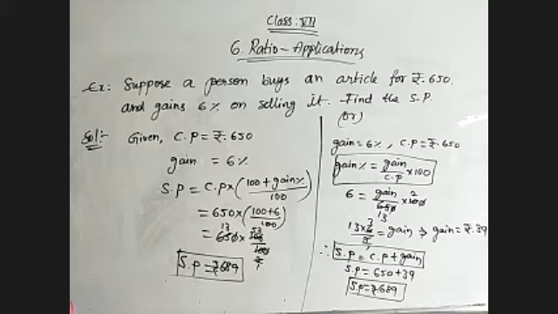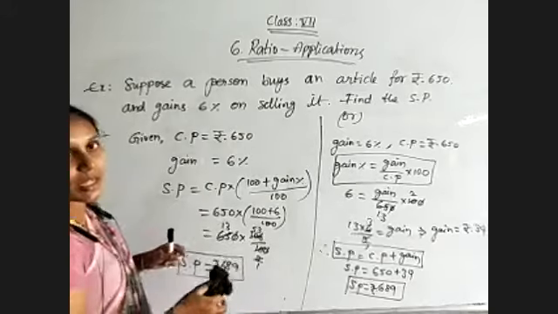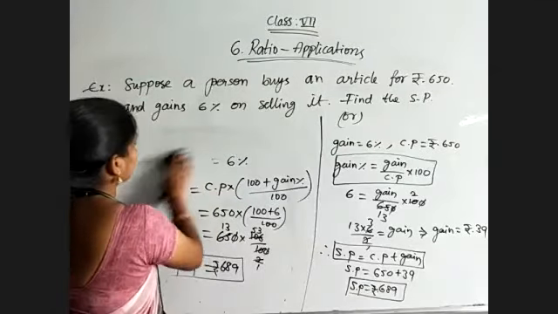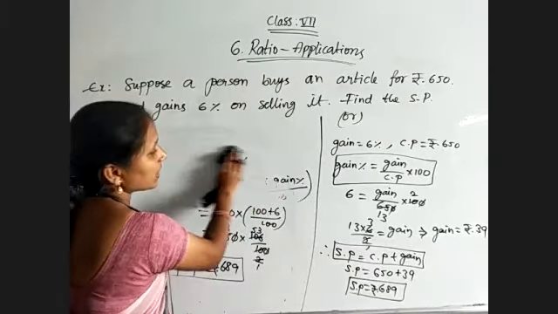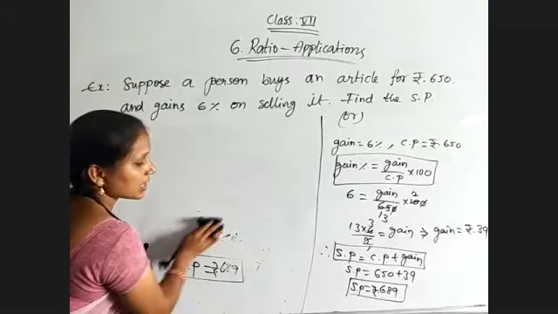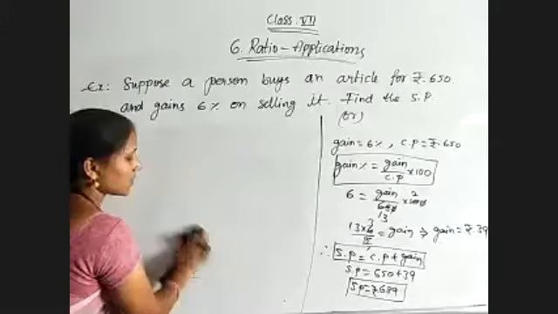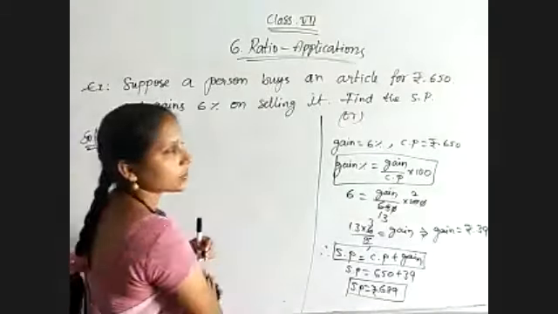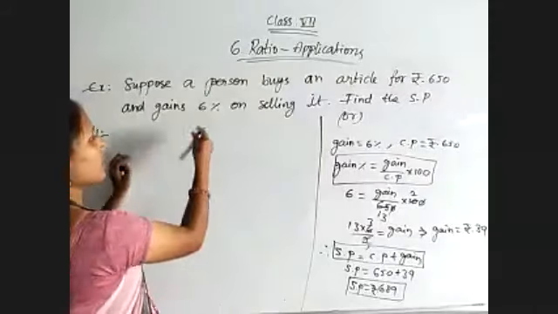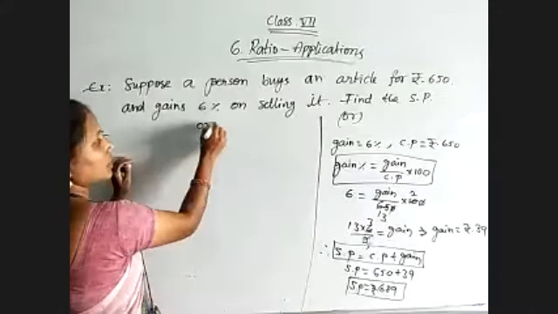Now just observe how we can do this same question by using proportion. Any one method is enough, because if you learn the formulas and decide which values are given and which formula is suitable, that is the easiest method. Now, how do we find it by using the proportion method?